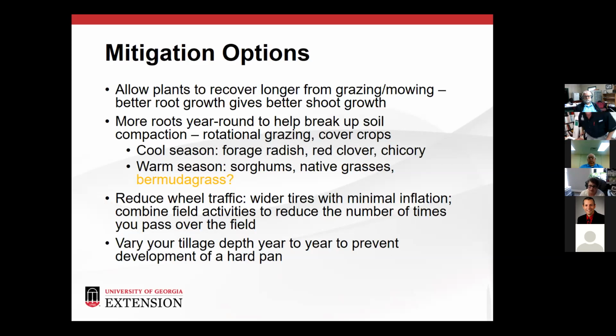And then again, in areas where you maybe have to till on a regular basis to prevent that hard pan, change your tillage depth from year to year to prevent a development of that hard pan. Changing it up every year, digging it up at different depths will move that hard pan around.